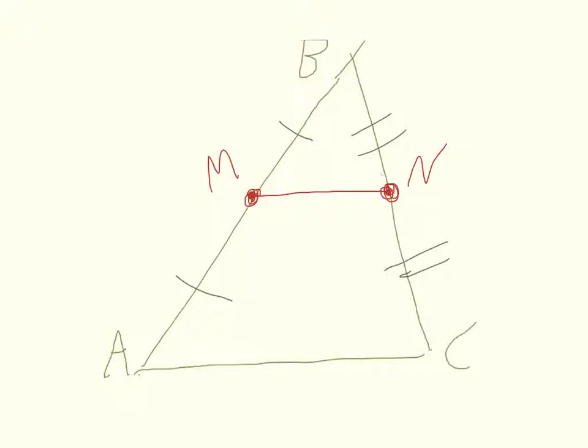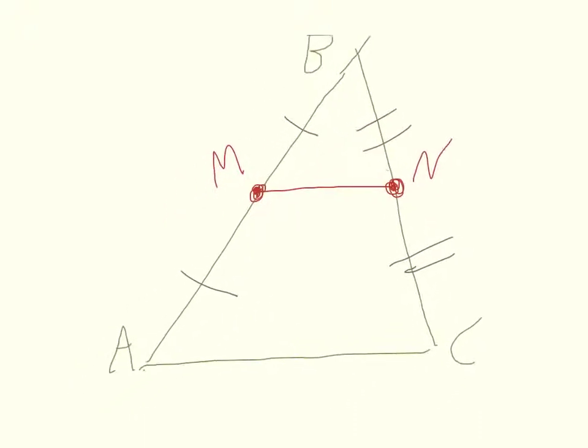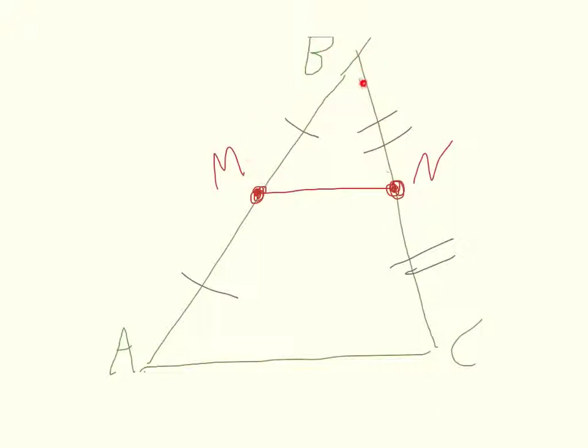Okay, so now we have this side BA, right? And BA is made up of two segments, BM and AM. Now, since these two segments are equal, you can say that 2BM is equal to BA. So using that, you can make a ratio of 1 to 2.